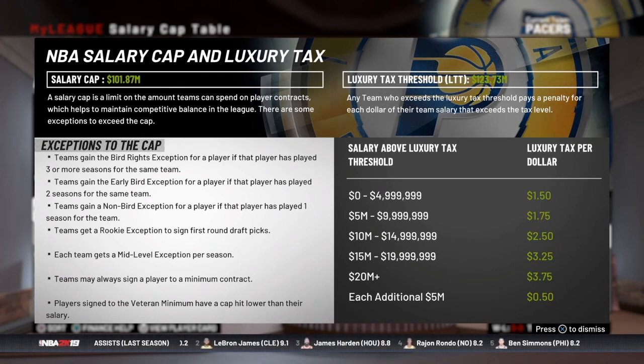Okay, so that's what bird years are, how bird rights work, and how they are exceptions to the cap. I hope that helps you understand what bird years are when you're playing your MyLeague and MyGM files.